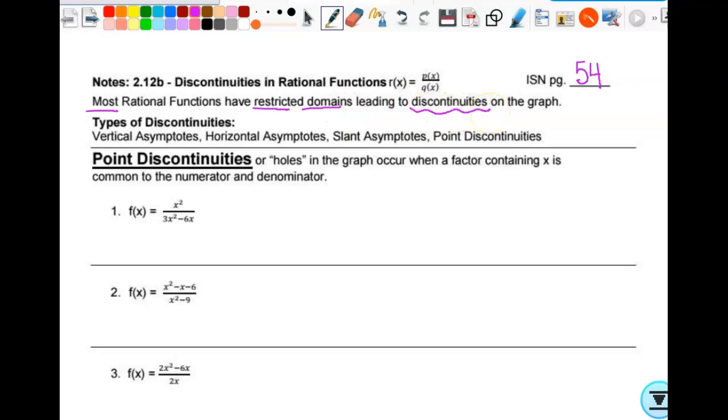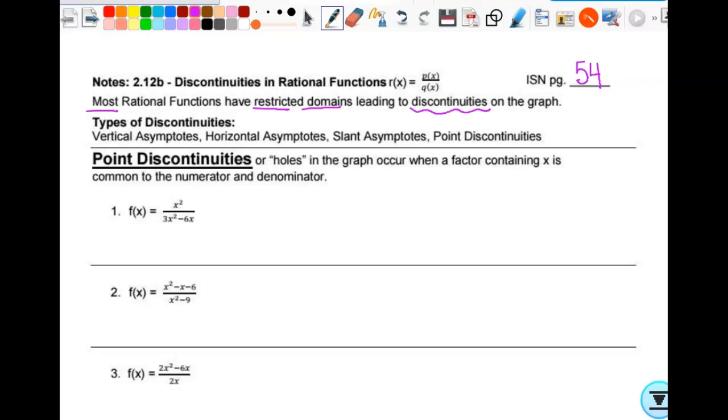So a restricted domain means it's not all real numbers. It's restricted somehow. I have to go from negative infinity to 0 and then 0 to infinity because I have a vertical asymptote there, something like that. So not all rational functions, and we will look at least one next week sometime that doesn't have a restricted domain, but most of the ones that we're going to encounter have discontinuities.